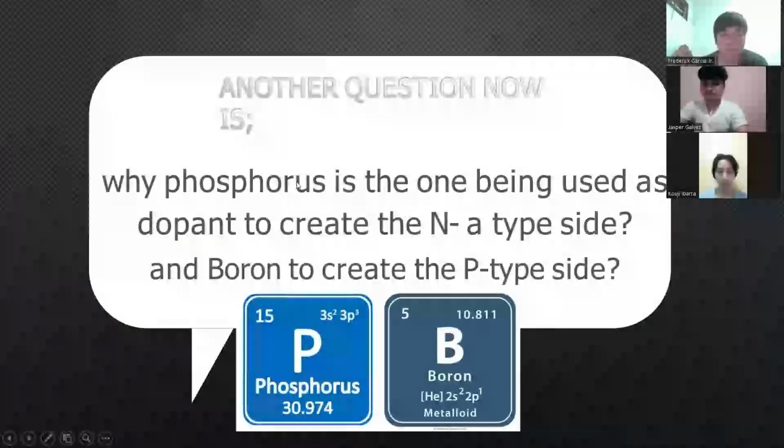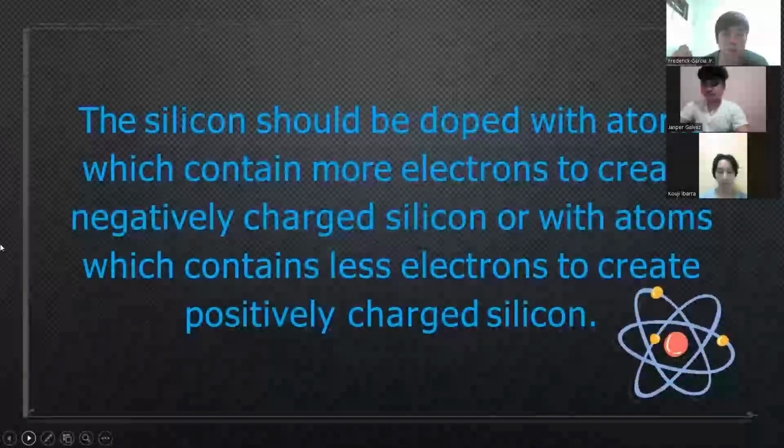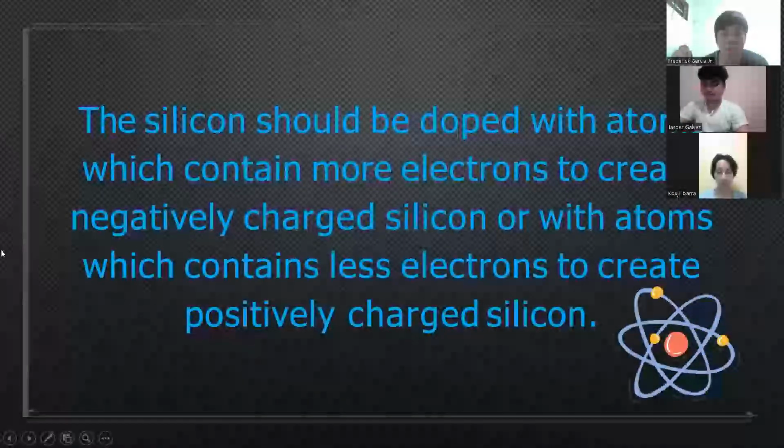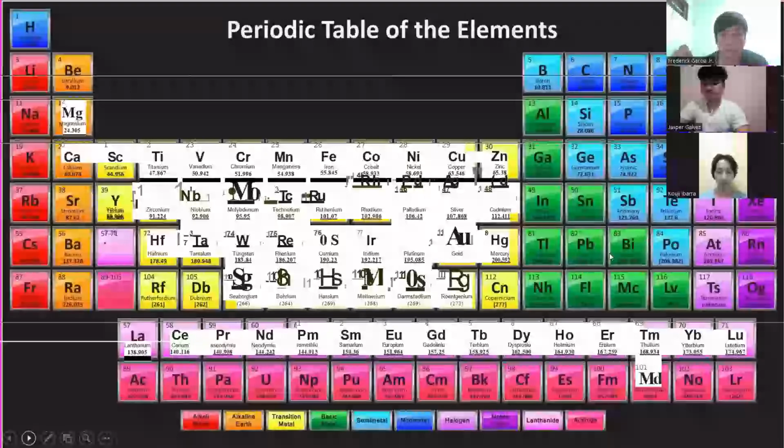Why do we use phosphorus? It's a dopant to create an n-type side. And why is boron used to create a p-type side? Well, the silicon should be doped with atoms which contain more electrons to create negatively charged silicon, or with atoms which contain fewer electrons to create positively charged silicon. We have the periodic table of elements. Here we have the silicon, and over here you can see boron, which has fewer electrons, thus making the silicon more positively charged. And here we have phosphorus, which in turn makes the silicon more negatively charged since it has more electrons.